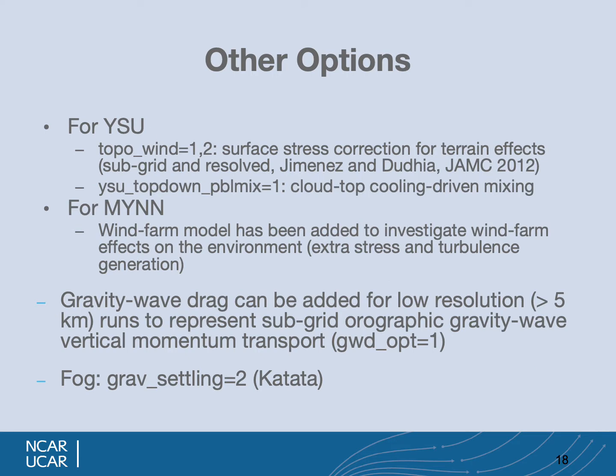Here I'll talk about some miscellaneous options. For the YSU scheme, there is a topo wind option, which can modify the surface stress for terrain effects like subgrid and resolved scale terrain. Normally the surface stress just depends on the roughness length, but the subgrid terrain may also have an impact on the low-level momentum through the stress term. So this includes an extra term to allow for the subgrid terrain. It's detailed in this paper for Topo Wind 1.